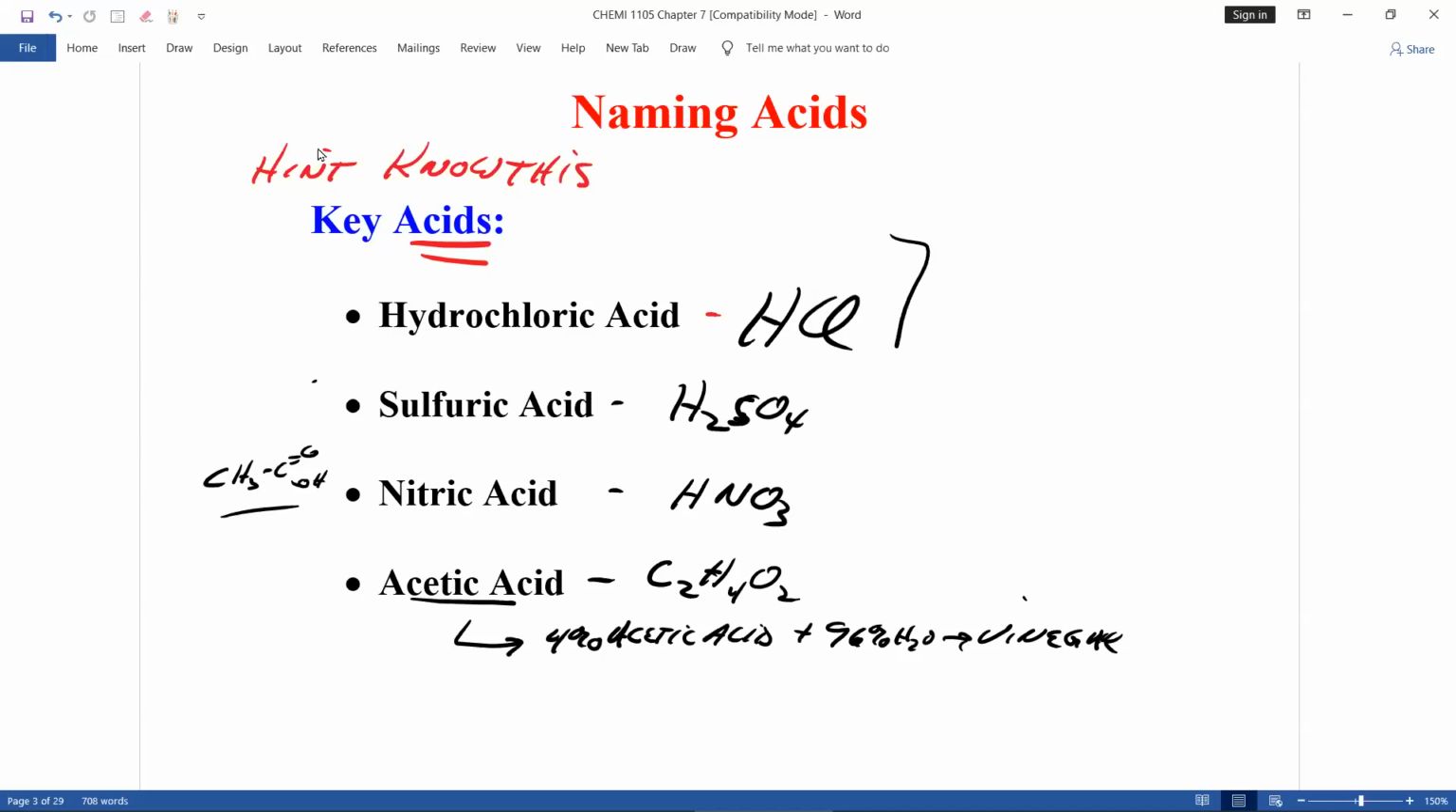But you should definitely know that HCl is an acid, H2SO4 is an acid, HNO3. These are key acids in our daily life. And lo and behold, your stomach has cells that make hydrochloric acid, and that helps break down your food when you eat it. You should know this for test 4.